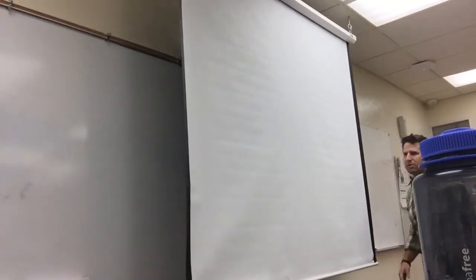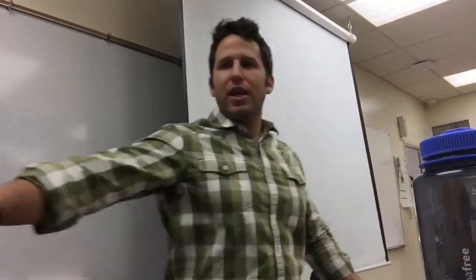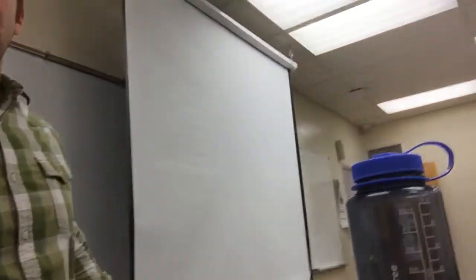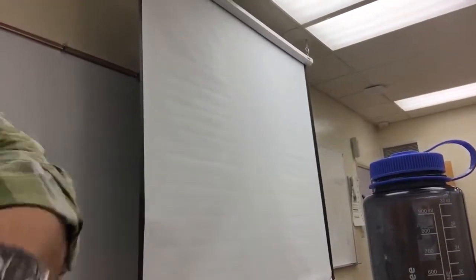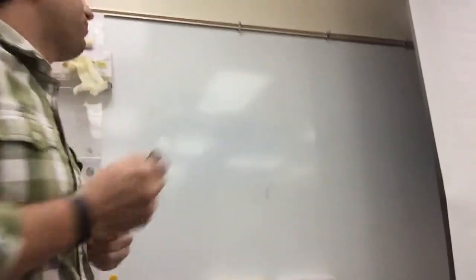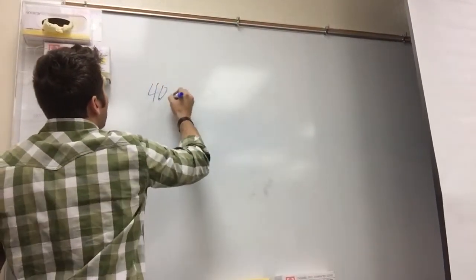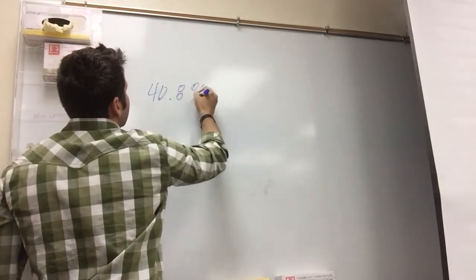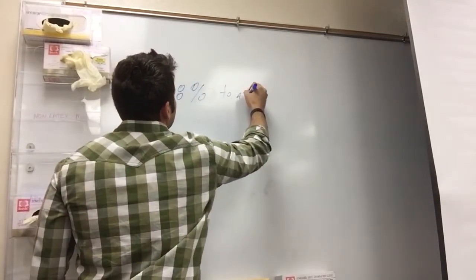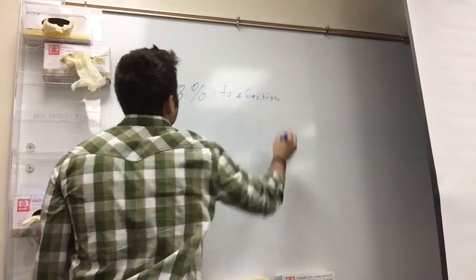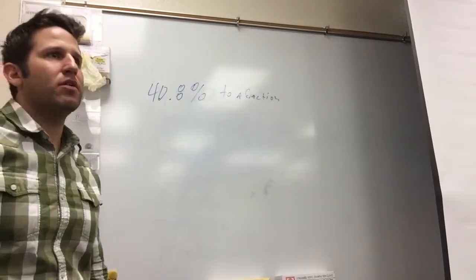I still have some assignments to grade for you guys as they come in, but one that came up very frequently was this one: 40.8% to a fraction. So how do we do that?